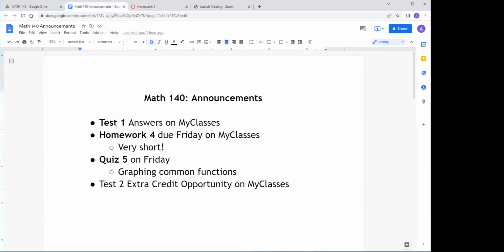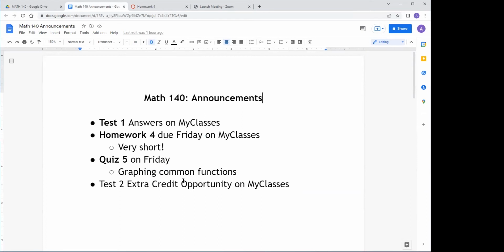Also on the announcements, we do have a quiz on Friday. I think what I'm going to do for this quiz is, we have some common functions that you have to memorize, so I'm going to make it a quiz on memorizing how to graph those, being able to plot them on the quiz.